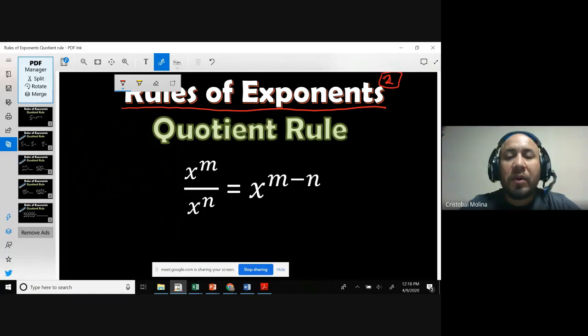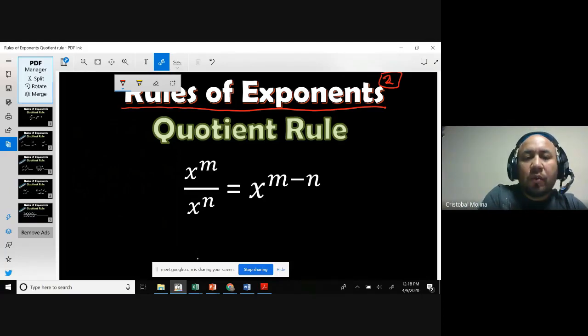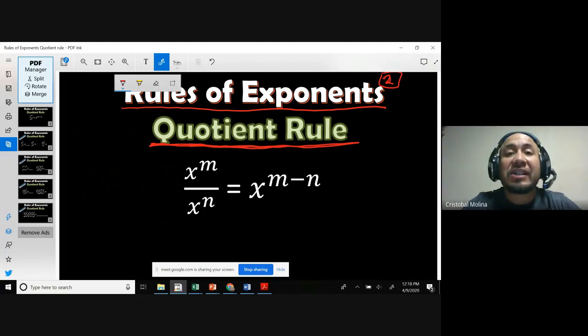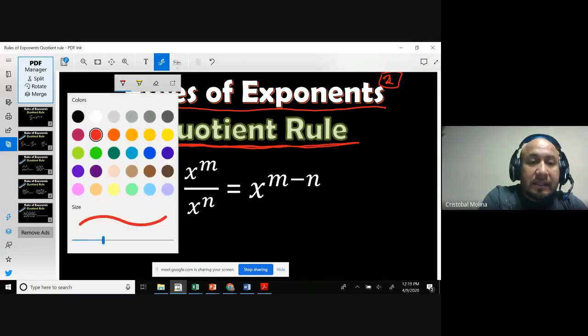So the rules of exponents, right? Every time we multiply, divide, add and subtract letters, which are the variables, like the x, the y, and the z, what do we do with the little numbers on top? So if you take a look at the quotient rule, we're going to work with the quotient rule today. And quotient just means the answer of a division problem. So we're going to be dividing, but we're not only going to be dividing, we're going to be also subtracting today. So if you take a look, the rule says this.